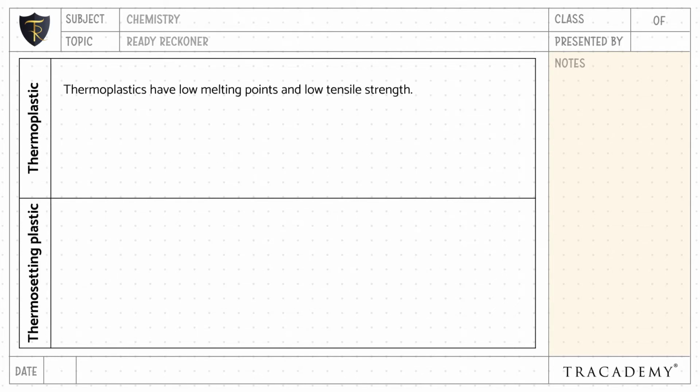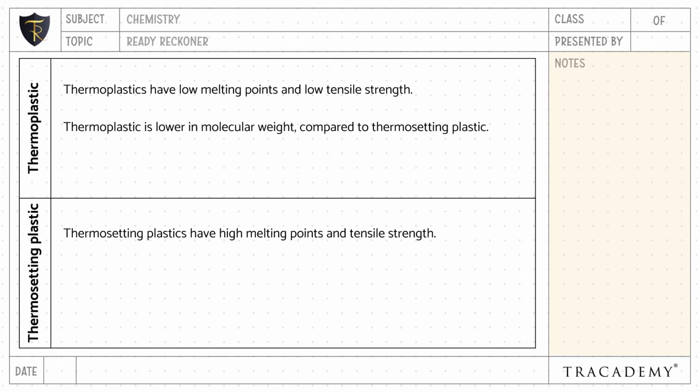Thermoplastics have low melting points and low tensile strength. Thermosetting plastics have high melting point and tensile strength. Thermoplastic is lower in molecular weight compared to the thermosetting plastic. Thermosetting plastic is high in molecular weight.